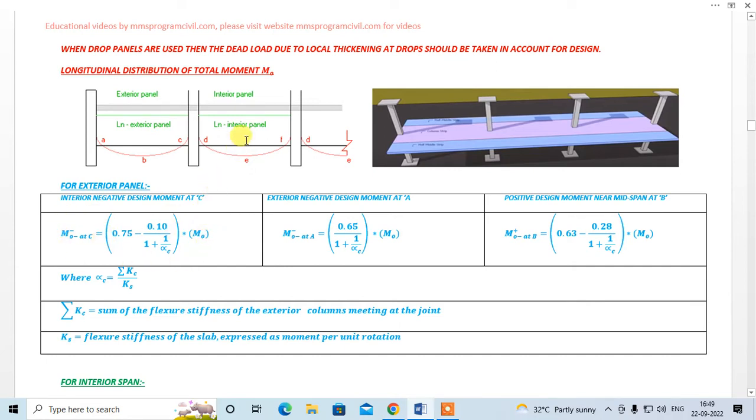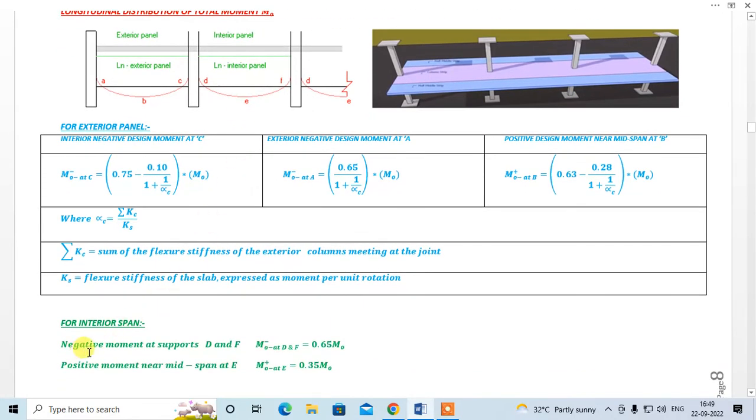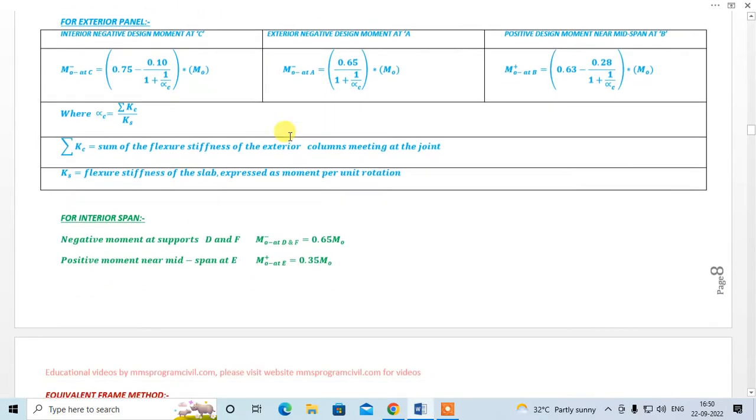Now coming to the interior span, that is this, right? This is your interior span. Then the negative moment at D and F is taken as 0.65 of the total moment, and at the center, okay, this is negative because these are hogging moments, and this is going to be positive because it is a sagging moment. So this will be 0.35 of the total moment, right? 0.35 times the total moment. So this is how the total moment is distributed longitudinally in case of DDM. Okay, fine.